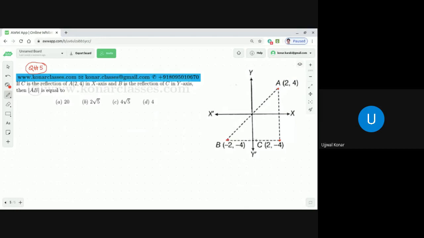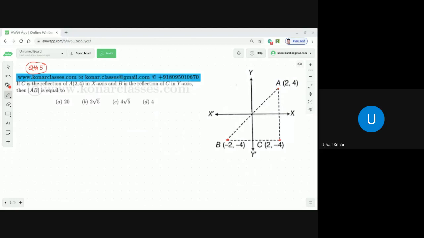Its y coordinate will remain the same, that is -4, and the x coordinate will become -2. For the point C, the x coordinate was 2, and the point B, which is reflected on the y-axis, will definitely have the x coordinate negated, that is -2. The y coordinate will remain the same, -4 in both cases. So we got 2 points, A with coordinates (2, 4), and the point B with (-2, -4).